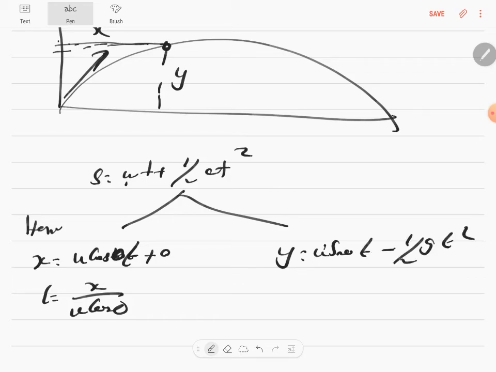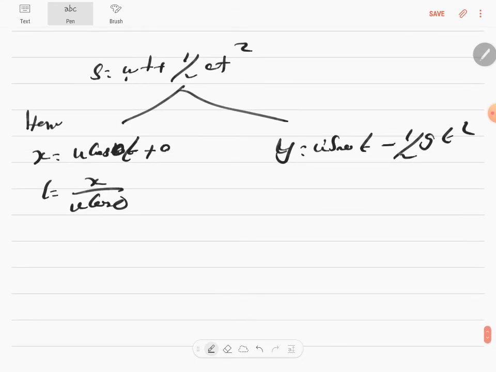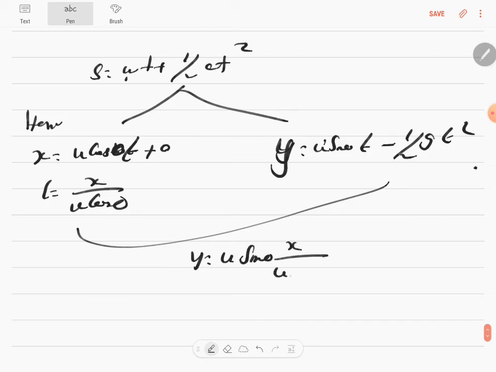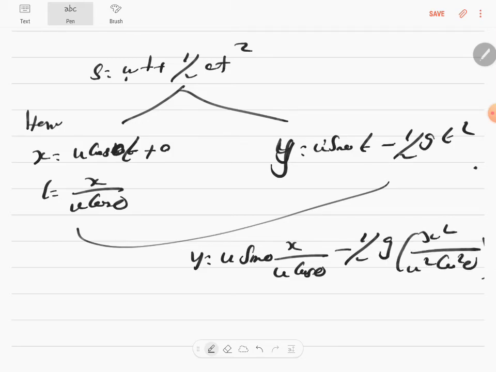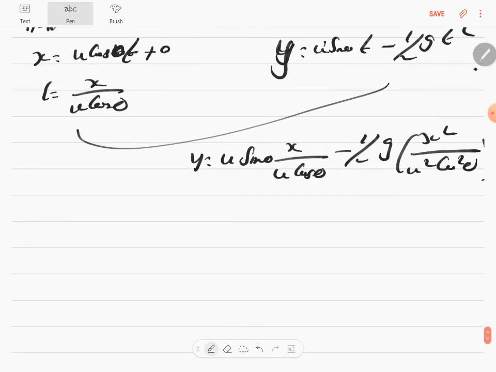You have to prove it's parabolic. So you have a y, you need to get an x square. You can substitute this here. So y is equal to u sin theta into x by u cos theta, minus half into g into x square by u square cos square theta. This is a sure derivation that will be asked in Chettinad. Sure question. Every year in this paper you have this question.